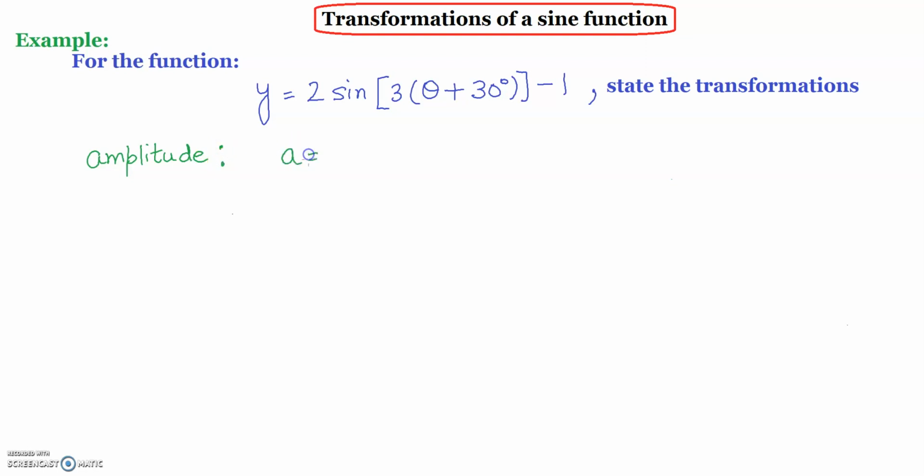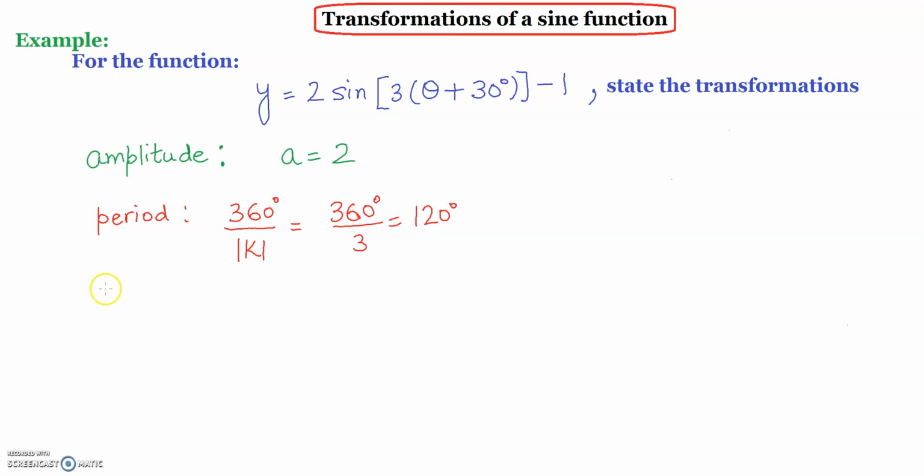So the value of a is 2. It's positive, so we don't have to worry about the absolute value here. In order to find the period, we can do 360 divided by the absolute value of k. Period is 360 degrees over the absolute value of k, and the value of k, we have it here, is 3. So I can do 360 degrees divided by the absolute value of k, which is 3 again. When I divide 360 by 3, I get 120 degrees.